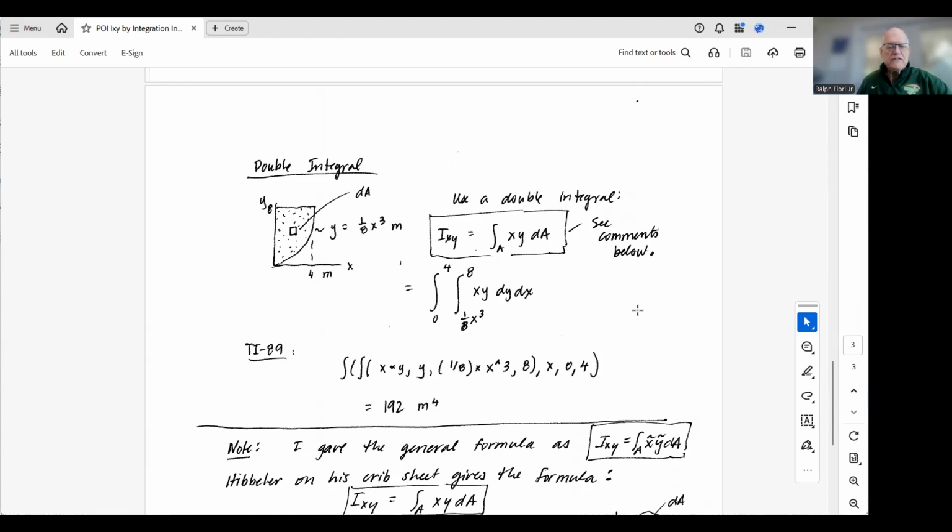So this is an example of integrating for product of inertia. It's not too bad. It's just the integral of x tilde, y tilde times dA. You basically could choose any dA. You just have to choose the correct x tilde and y tilde. One of the two will either be x or y, and then the other one will be like the average of the two to get to the centroid of the dA.